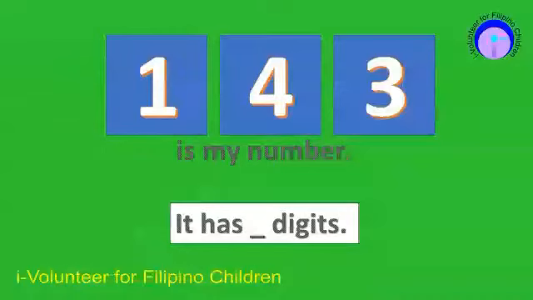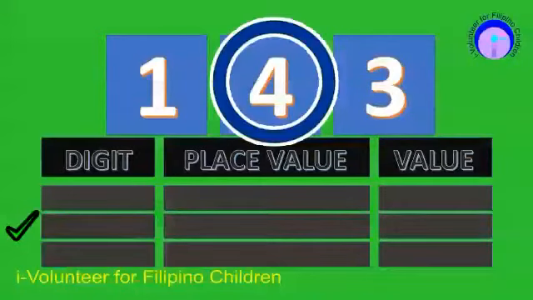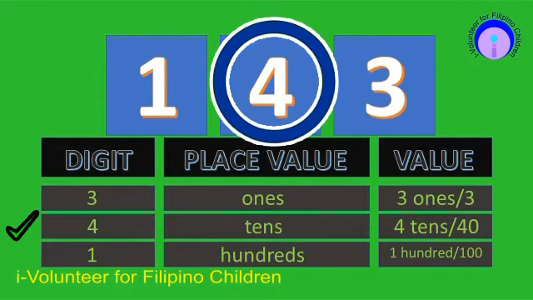What is your number? How many digits does your number have? 143 is my number, and it has 3 digits. What digit do you have? What place value does it belong to? What is the value of your digit? Digit 4 is in the tens place, and the value is 4 tens or 40.